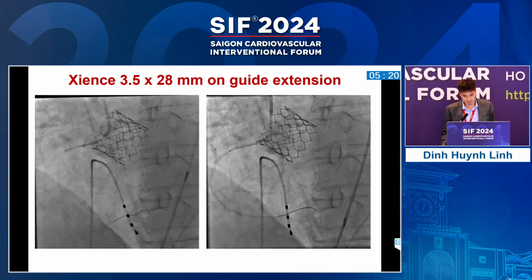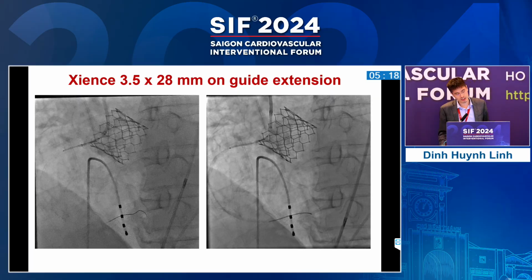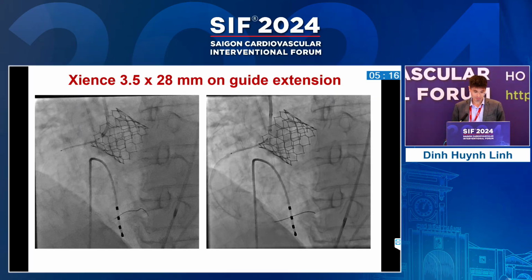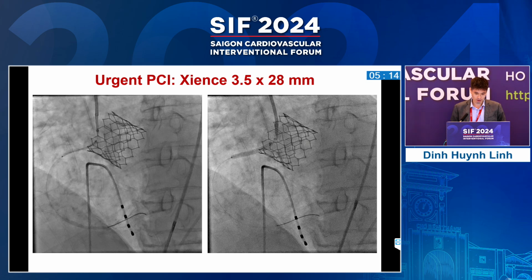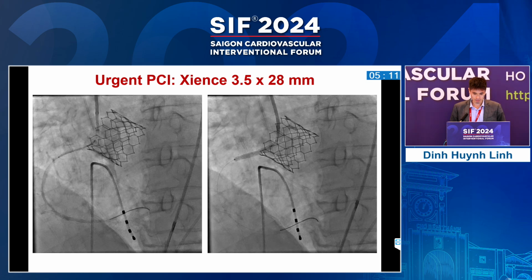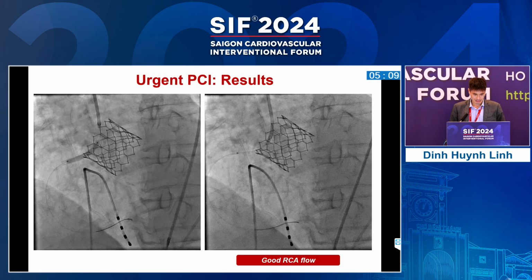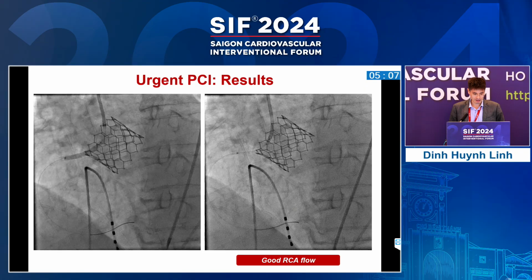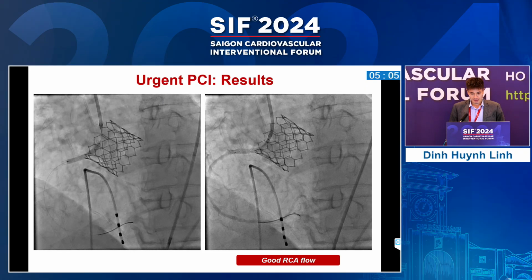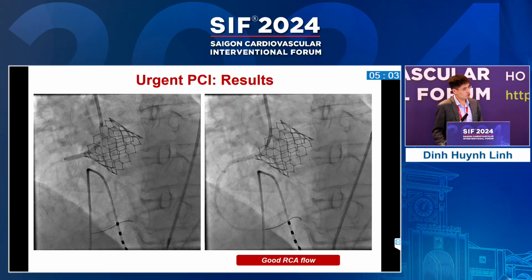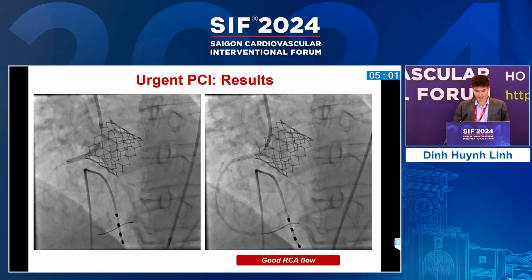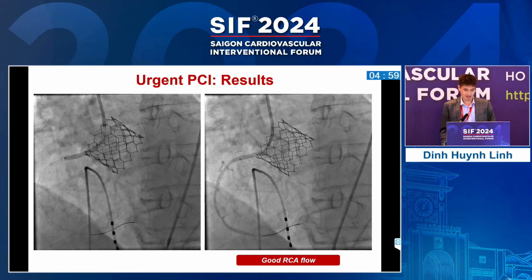So we stent up to the ostium of the RCA, and it was quite fast and simple, and it was not a problem. Yeah, and do the post-dilatation up to the aorta. And this is the final angiogram, quite good. Yeah, are you happy? Yeah.